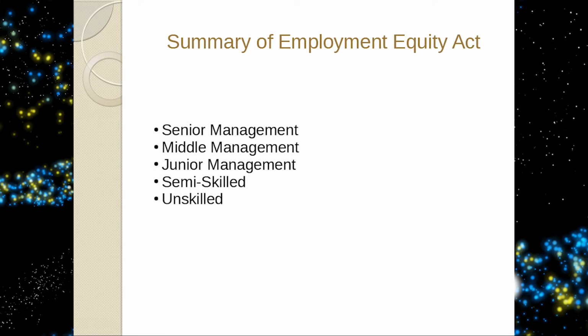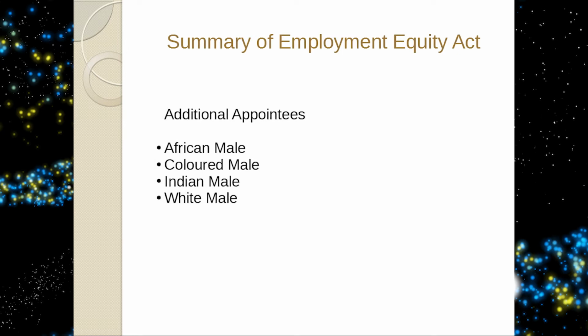Please note the following. Once you have covered your occupational level representation, you must then have an additional, colleagues, an additional African male representing the African males. Remember, it's not allowed to be the same person already representing the occupational levels. You are not allowed to double count. So you have one person in senior, one in middle, one in junior, one in semi, and one in unskilled. That gives you 5 people in your committee. Then you must have an additional African male, which is then person number 6, representing African males.